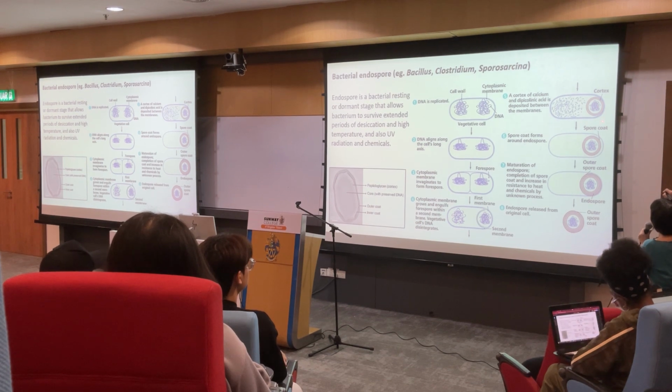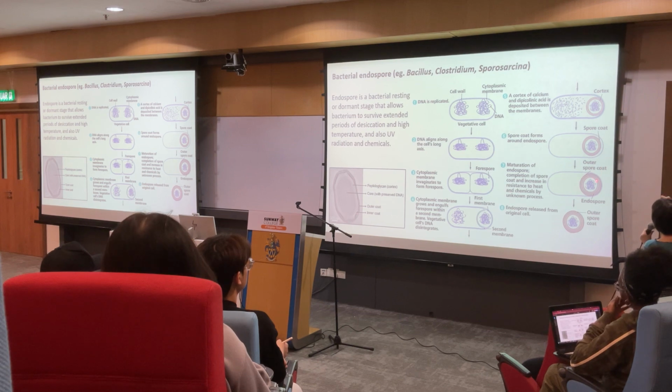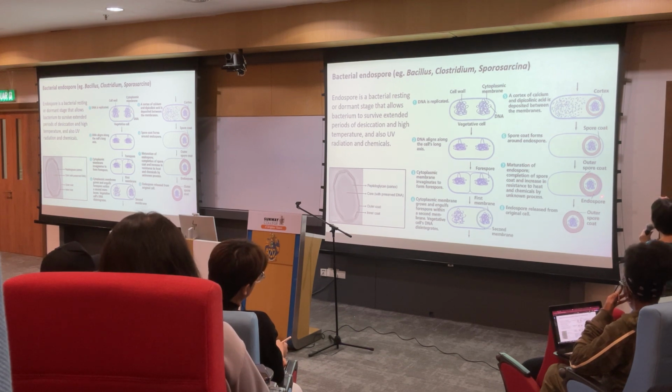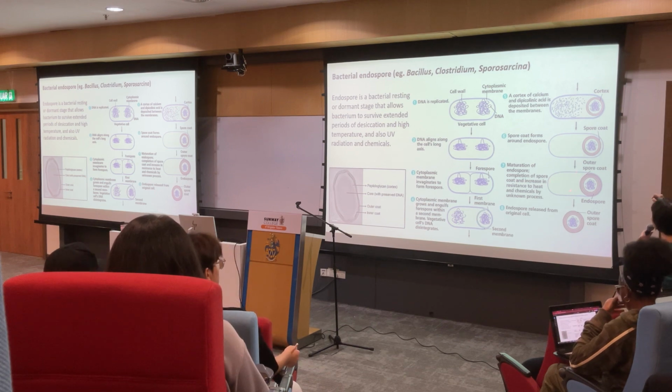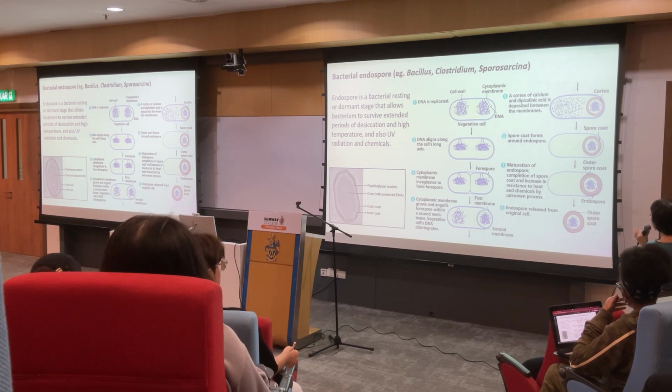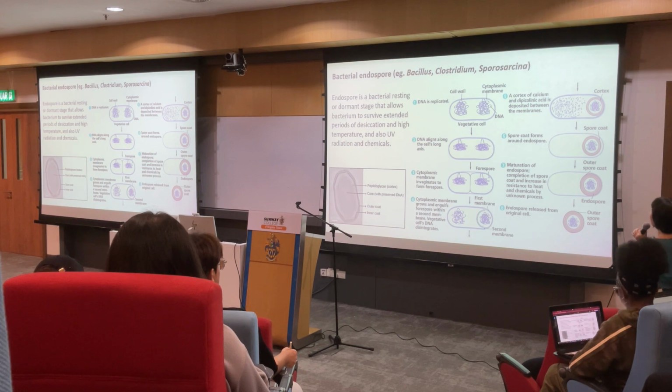When they are forming the cortex, the next step is forming the outer layer, which we call the spore coat. The spore coat has an inner coat, and then there is another one, the outer spore coat. So all of these form layers. Once they mature, the parental cells, or mother cells, will be damaged, or the spore breaks out from the mother cell, and then it becomes an endospore. So this is how the process works, all right?